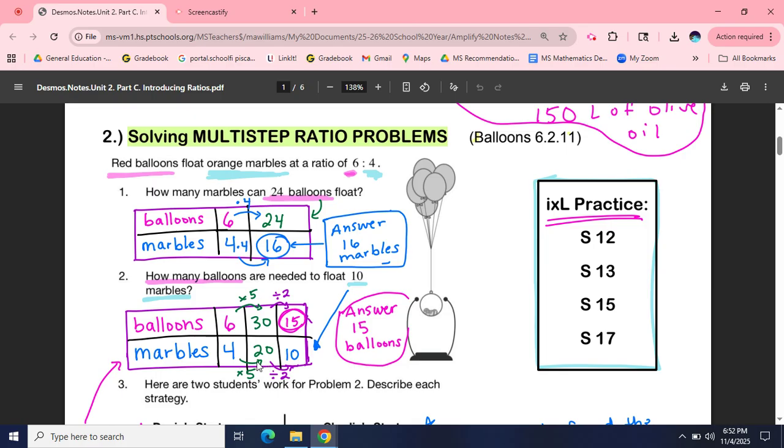So either way would work. 4 times 5 is 20. 6 times 5 is 30. Then how do you change 20 to 10? Divided by 2. 30 divided by 2 is 15. So the answer is 15 balloons. I could also have changed 4 into 2 and then 2 into 10. If I did that, it would be 4 divided by 2 is 2. 6 divided by 2 is 3. And then 2 times 5 is 10. 3 times 5 is 15. So either way would have worked.